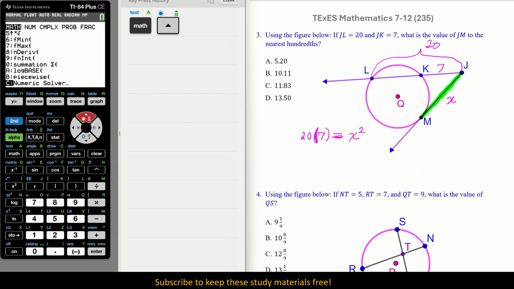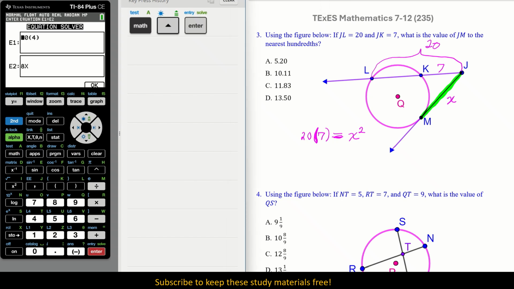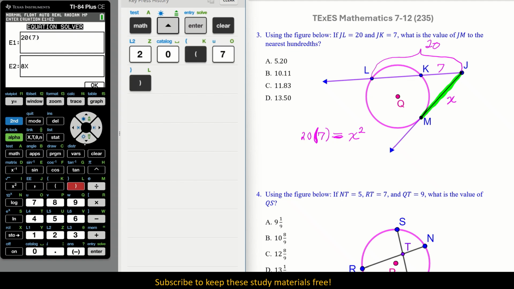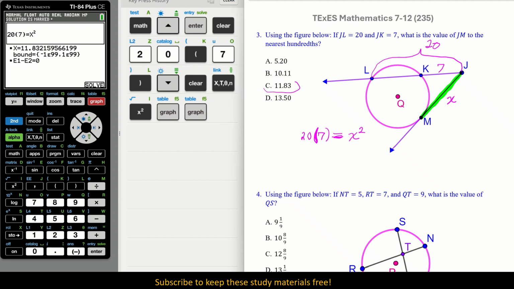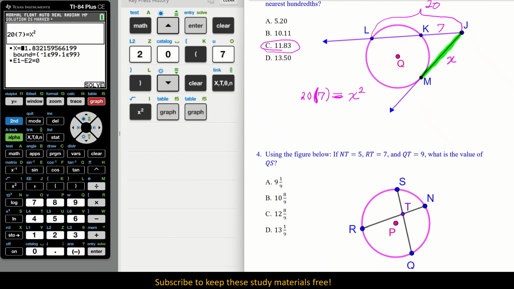Okay, math, arrow up, press enter. We already have stuff in there, so clear it out. So 20, parentheses, 7, close parentheses. Now get rid of that. We have x squared. Okay, double check what I have entered. Press OK, and I have to press it again. All right, there you go. Option C. Okay, let's look at number 4.